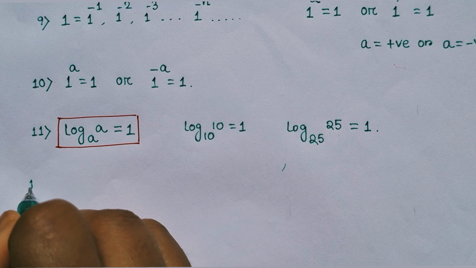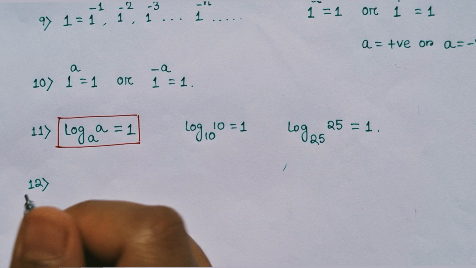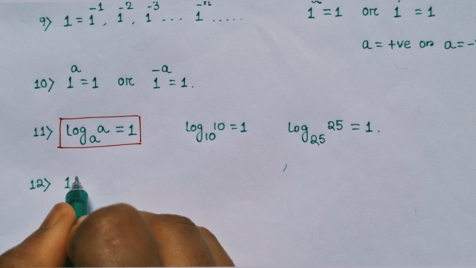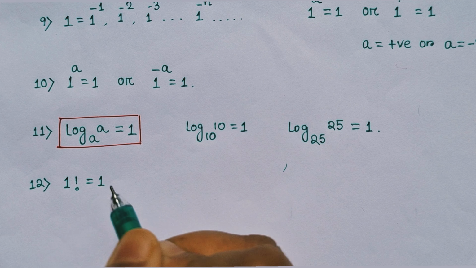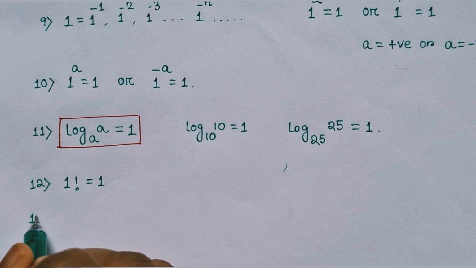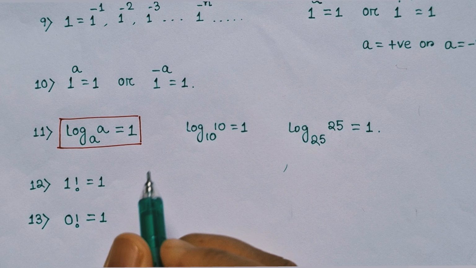Let's move to number 12. Now if we write in the factorial form, so 1 factorial equals 1. It always gives the value 1. 1 factorial equals 1. Number 13. Factorial 0, or 0 factorial, equals always 1.